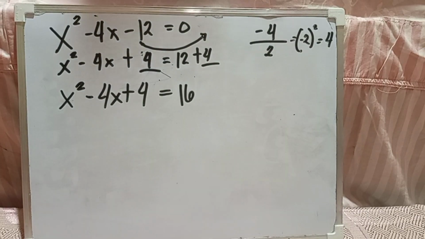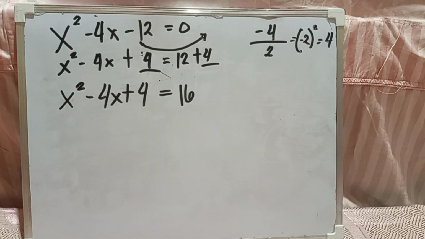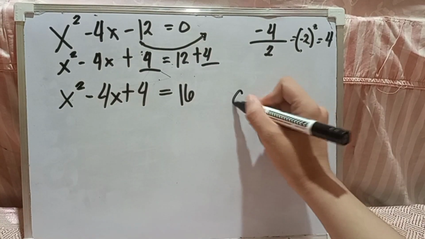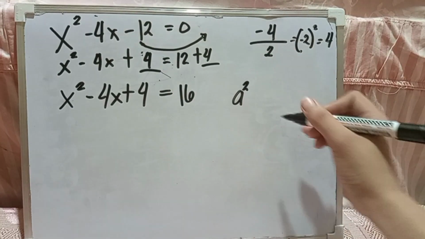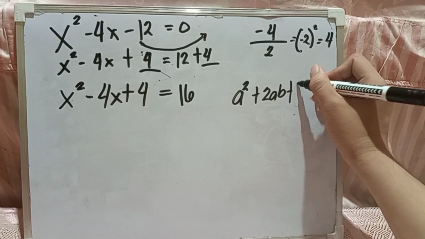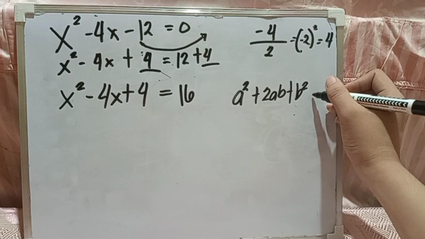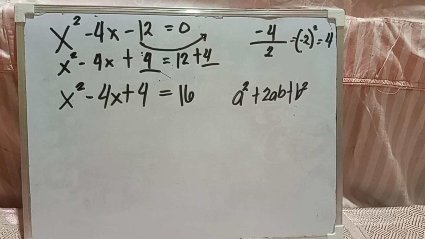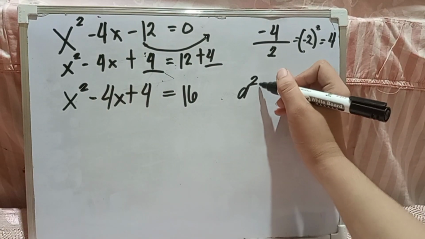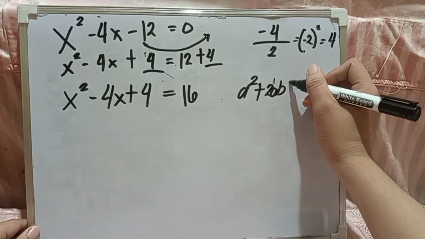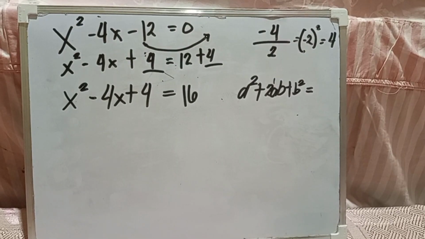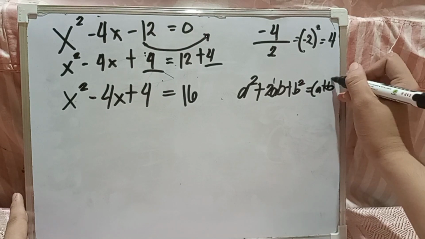Now, after making the left side a perfect square trinomial, we need to factor it and make it a square of a binomial. It goes like this: A squared plus 2AB plus B squared. If you factor that, it becomes the quantity A plus B squared.